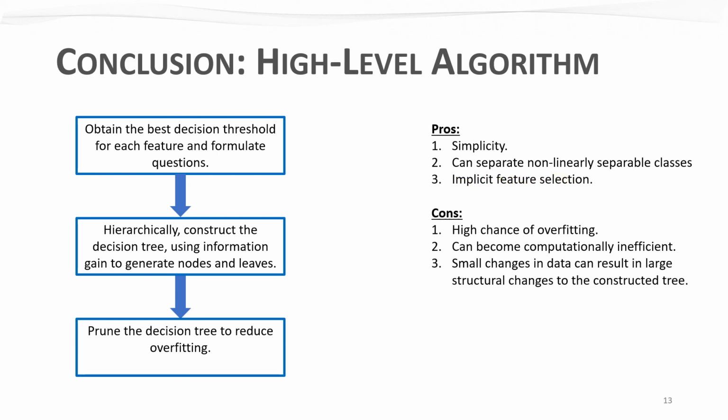For cons, there is a high chance of overfitting, and what we can do with pruning tends to become limited. Decision trees also do not scale well. For many features, generating a good model will be very difficult. Also, small changes in data can result in large structural changes to the constructed tree. So training the tree with slightly different subsets of the training data may result in very different trees.